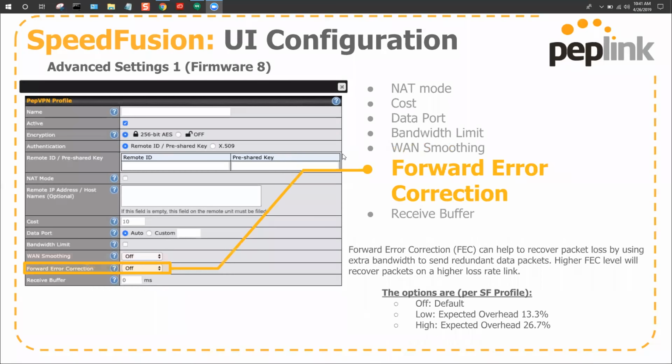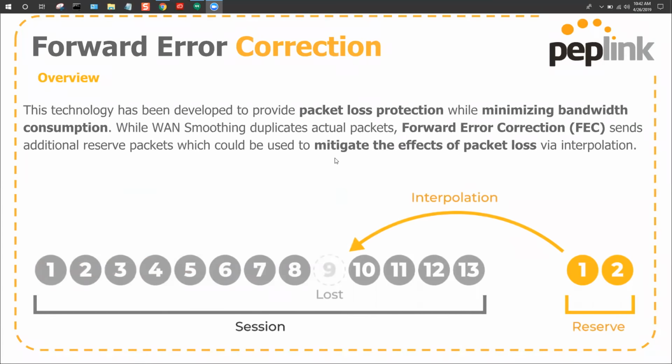Forward error correction, the cousin of WAN smoothing, is also set up here on the PepVPN level. The higher the FEC level, the more it will recover packets on a higher loss rate link because you're sending more of those redundant packets across. Either 13.3% overhead or 26.7% overhead. And again, what we're talking about is swapping some of these reserved packets in via interpolation.